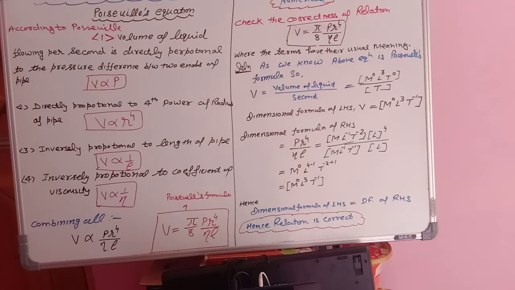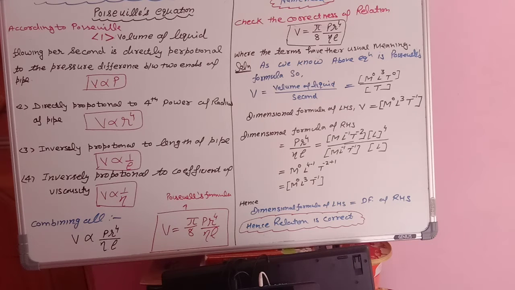Okay, you need to keep in mind for competitive exams, as well as MCQs in your board exams, because they can ask that in Poiseuille's formula, the volume of liquid flowing per second, how does it vary with the radius of the pipe? So you need to write it varies as the fourth power of the radius of the pipe.